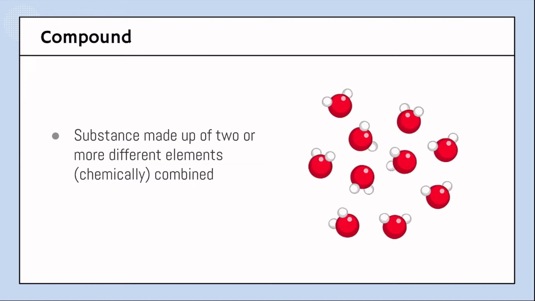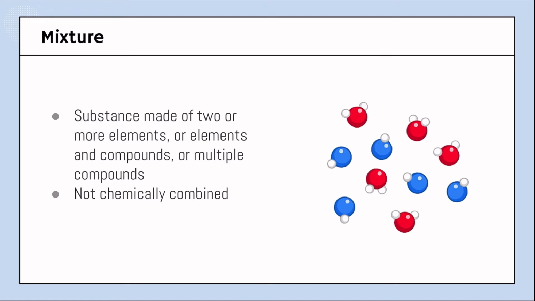Compounds are substances made up of two or more different elements that are chemically combined. A compound will have different properties than the element it is made of.